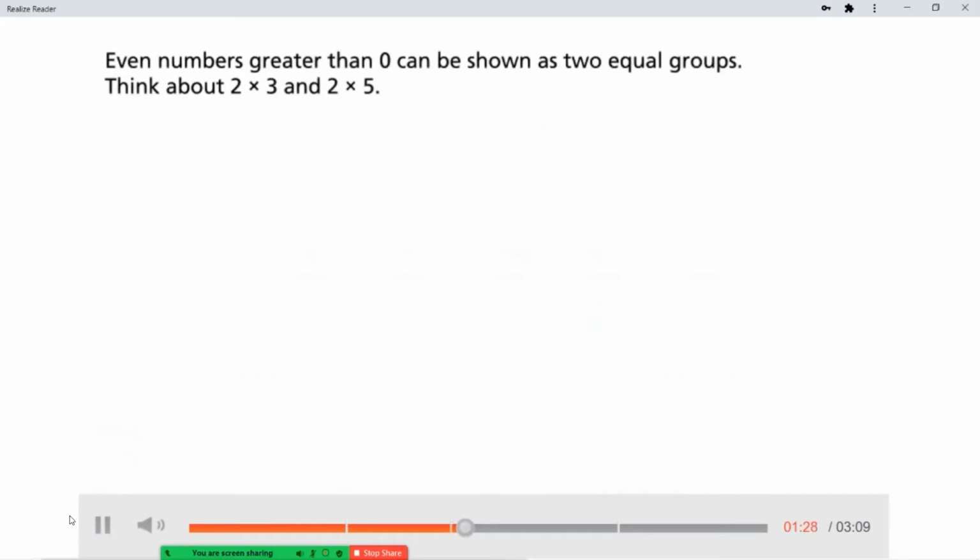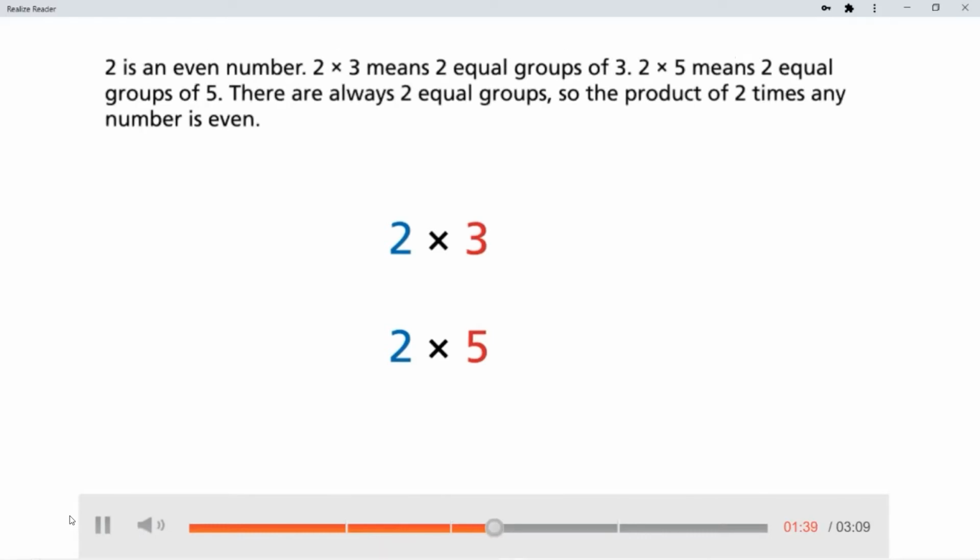Even numbers greater than 0 can be shown as two equal groups. Think about 2 times 3 and 2 times 5. 2 is an even number. 2 times 3 means 2 equal groups of 3. 2 times 5 means 2 equal groups of 5. There are always 2 equal groups, so the product of 2 times any number is even.